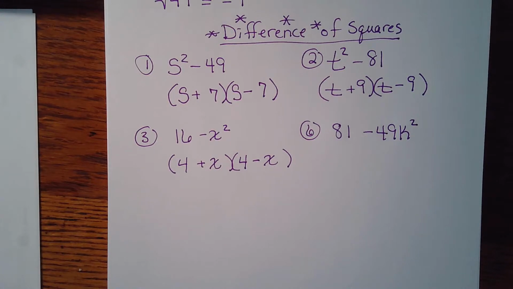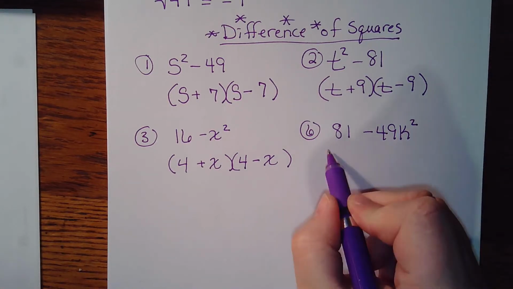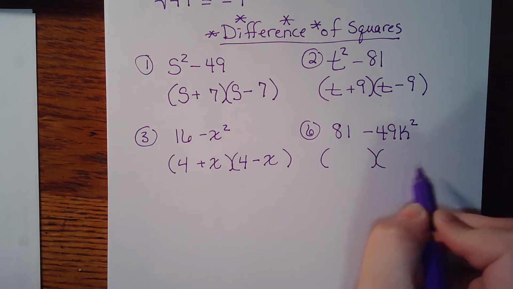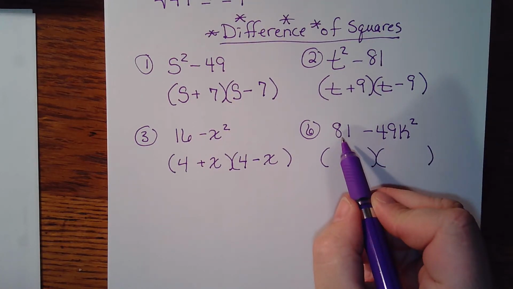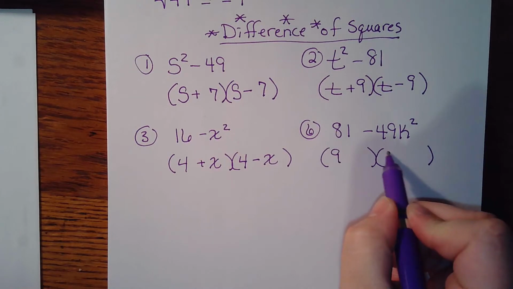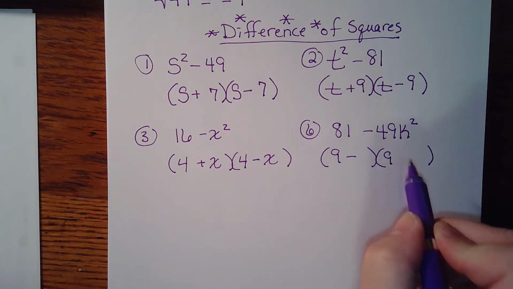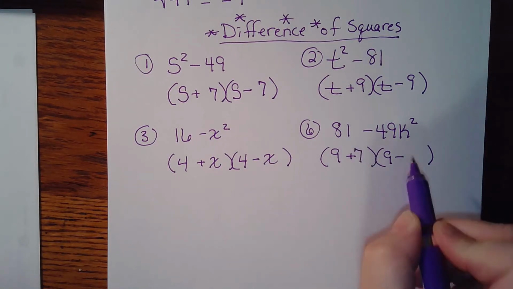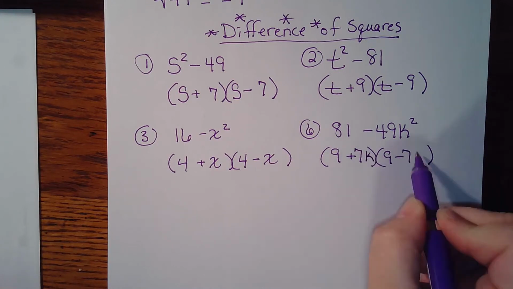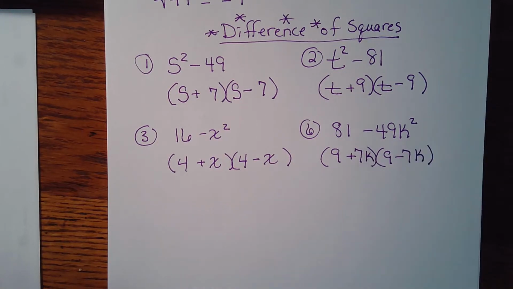Okay, hopefully you've paused it and you've had a moment. So just like before, we square root the numbers. So the square root of 81 is 9. Remember, the variable is going to carry the sign, so one positive, one negative. Now, the only difference between this one and number 3 is that you have to square root the 49 first before you can split the exponent in half, which is going to make it 7k and 9 minus 7k.